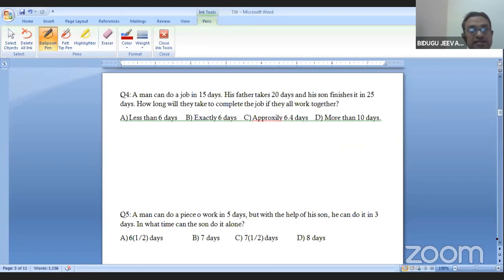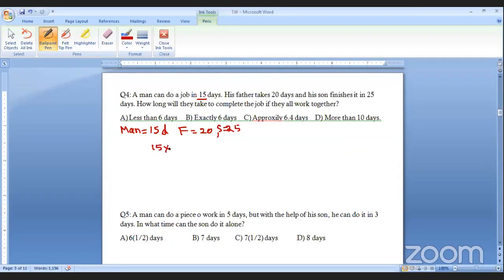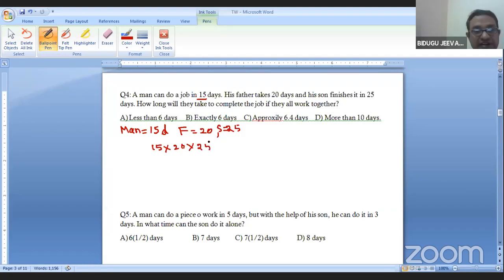Okay. See, a man can do a work in 15 days. His father takes 20 days. His son finishes in 25 days. Right, 3 persons: a person, father, and son. How long will they take to finish the work? I think, is it a similar question to the previous one? Yes, similar question.